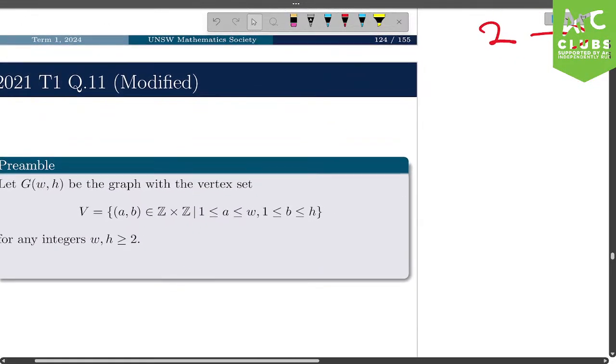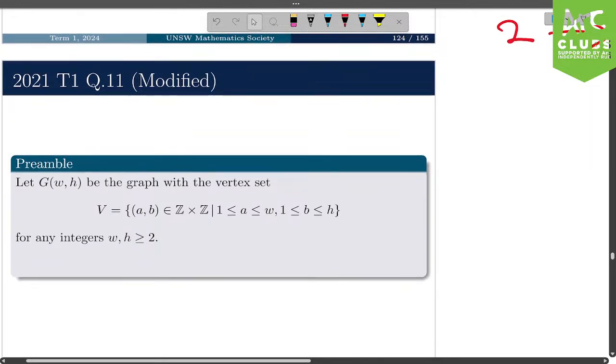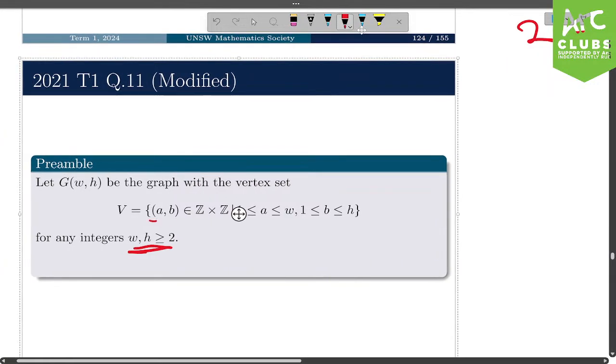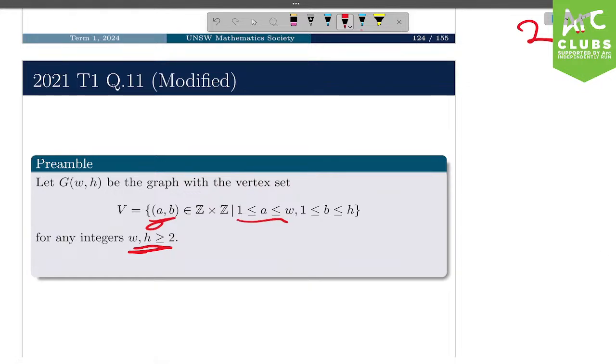All right. Let's go over a more complicated and hefty question. So we have this description of a vertex set here. Let G_{W,H}, where W and H are integers greater than or equal to 2, be some graph with the following vertex set. The vertex set is denoted as pairs of integers (a, b), where a is between 1 and W and b is between 1 and H.